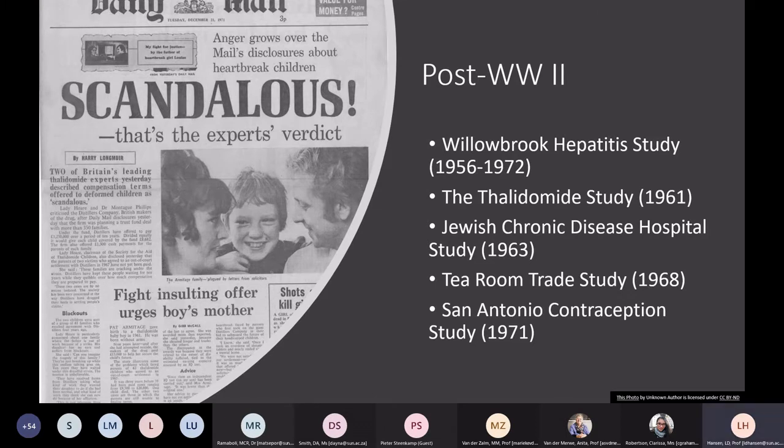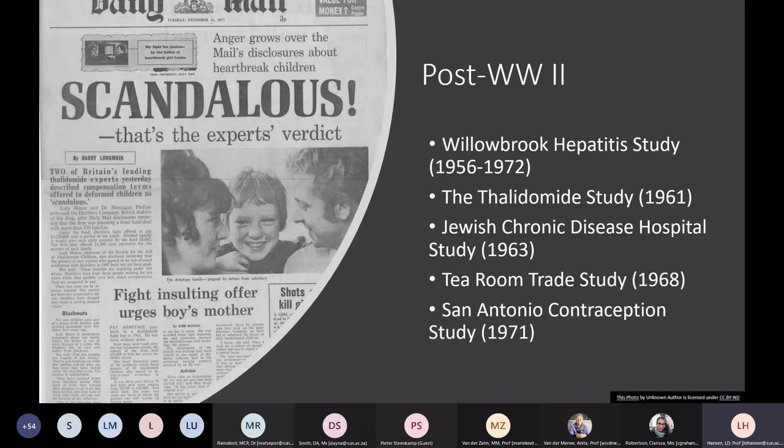Then in 1971, we find the San Antonio contraception study, where in San Antonio in Texas, a number of Mexican-American women participated in a study to determine the side effects of oral contraceptives that they received via a free clinic. But unbeknownst to them, the study was designed so that half of the women would receive oral contraceptives for the first half of the study and then switch to placebo. And the women initially receiving placebo were then placed on oral contraceptives for the second half of the study. And 10 of the 76 subjects became pregnant while using placebo.